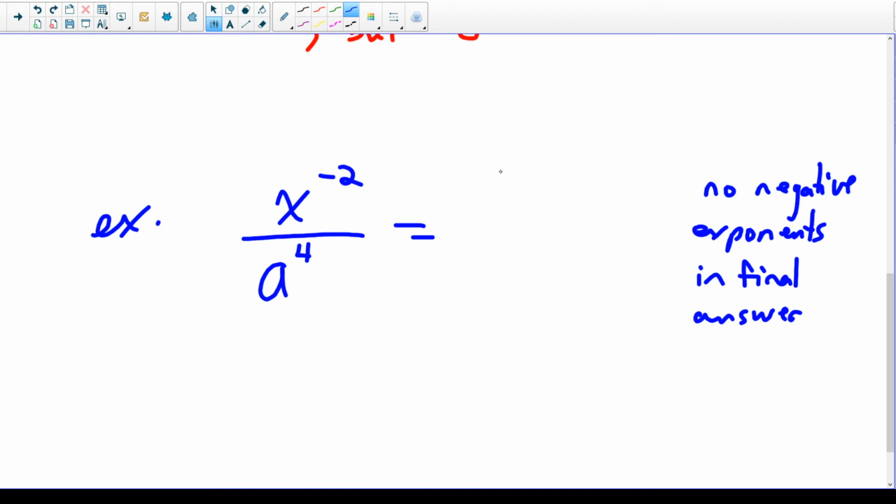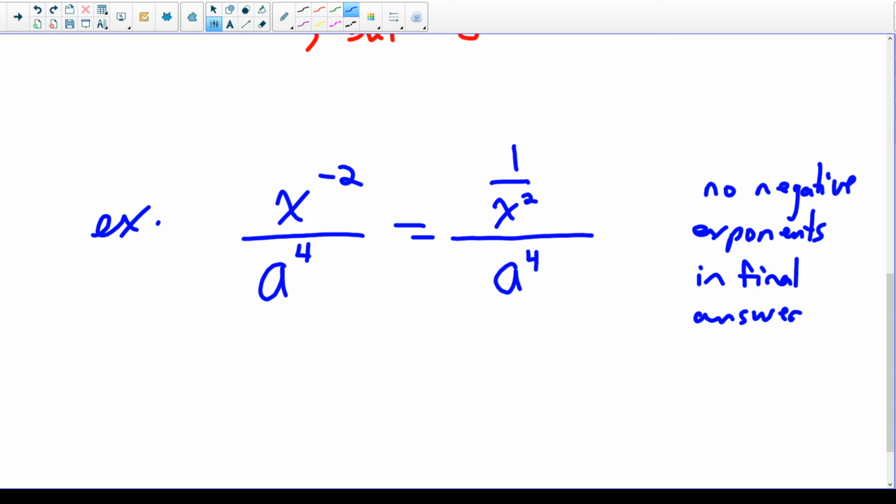So how would you mathematically, without skipping any steps, show that only the top flips but the bottom doesn't? To flip the x to the negative 2 means writing it as 1 over x to the positive 2. But all of that is still being divided by a to the 4. Okay? So yes, that's the final answer, but I'm just trying to show you why that final answer happens. We are flipping something, but we're only flipping the numerator.